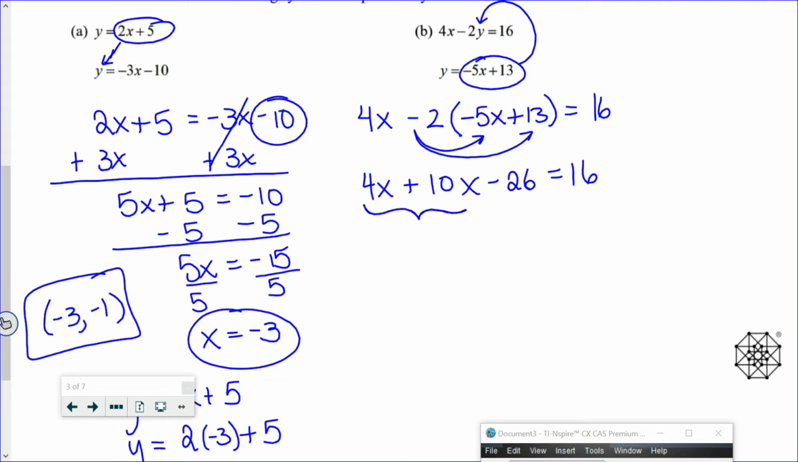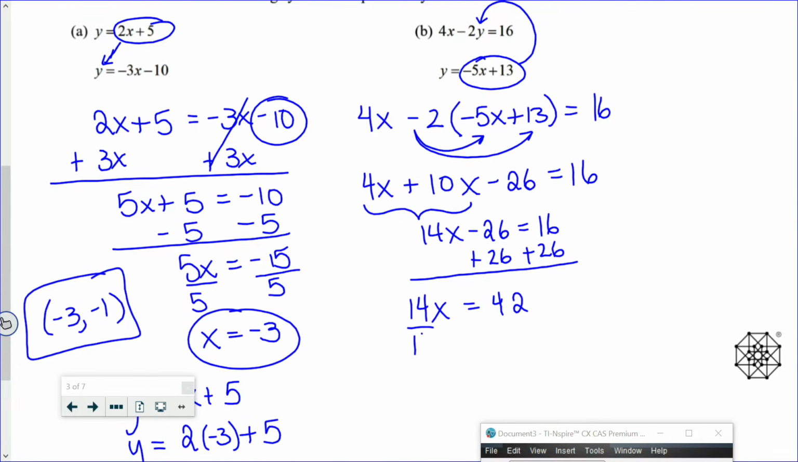I can now combine these like terms. I have 14x minus 26 is equal to 16. Add 26 to both sides. All right, I will get 14x is equal to 42. Sorry, almost added wrong there. Divide both sides by 14, and 42 divided by 14 gives me an x equals 3.